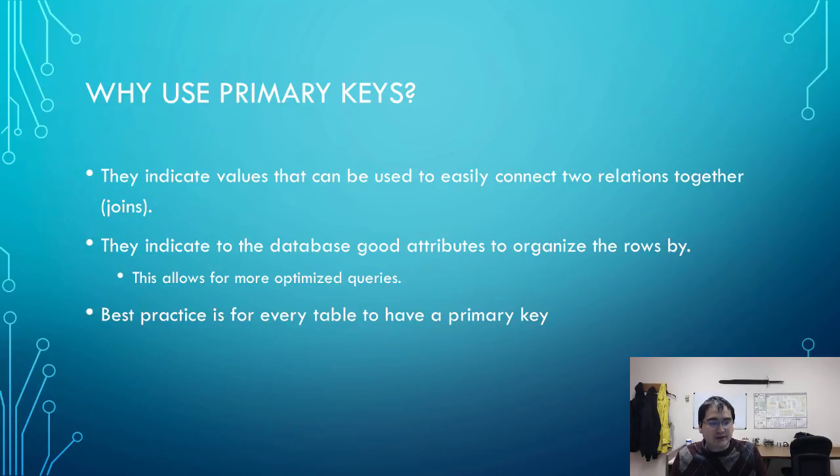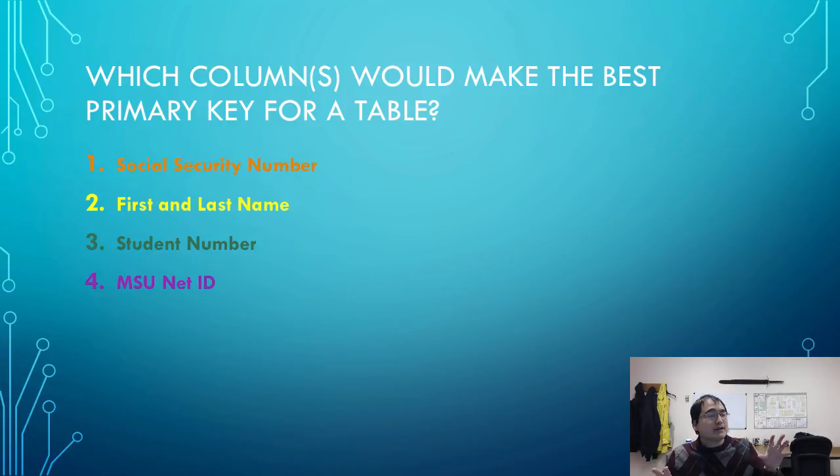So multiple choice question here. Which of these columns, so imagine these are all columns in some database, would be the best candidate for the primary key?